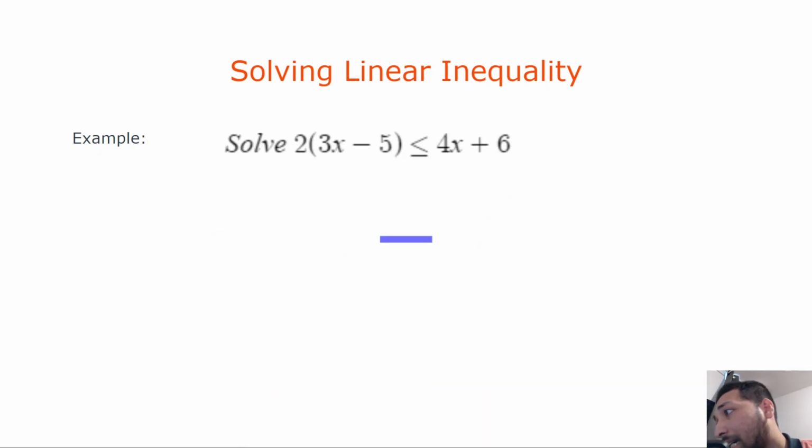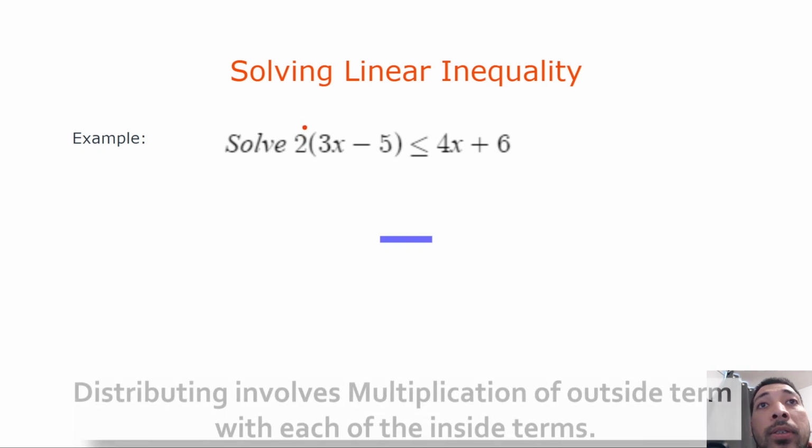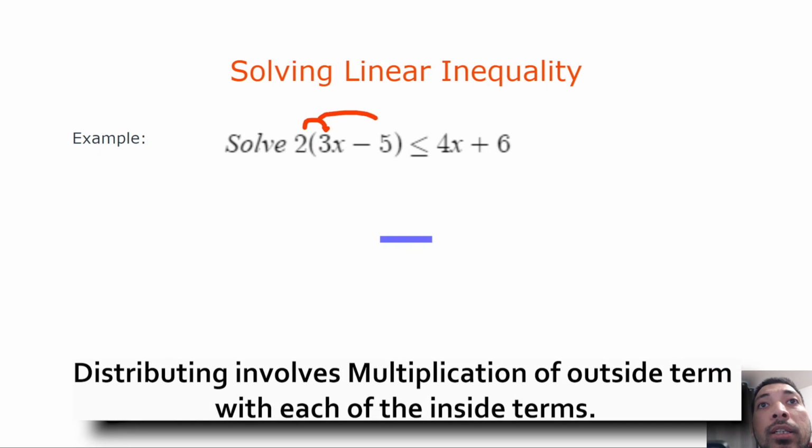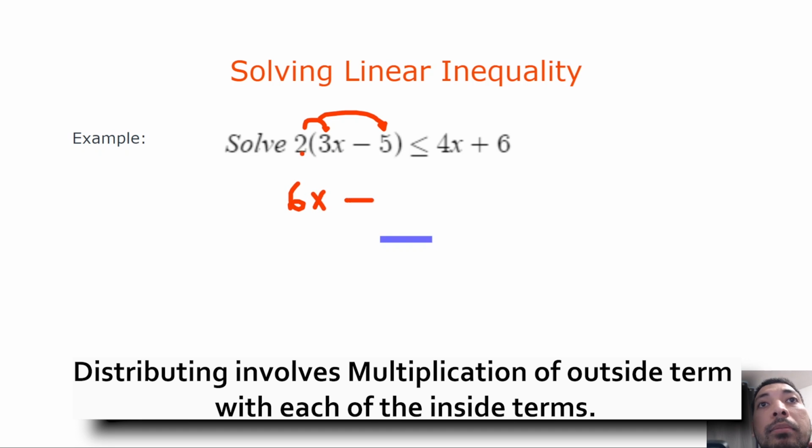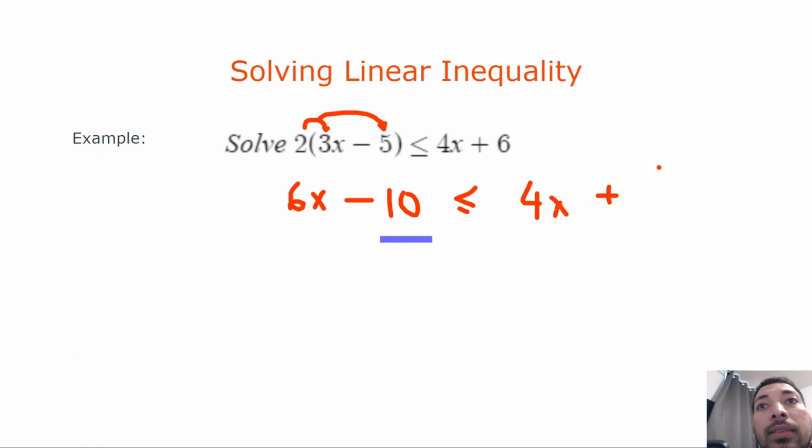Now let's look at this second problem over here. We need to solve 2 open parentheses 3x minus 5 close parentheses less than or equal to 4x plus 6. Let's see how we can solve this problem. First we can use the distributive property to clear these parentheses. Multiplying 2 with 3x, we get 6x, minus multiplying 2 with 5, we get 10, less than or equal to 4x plus 6.